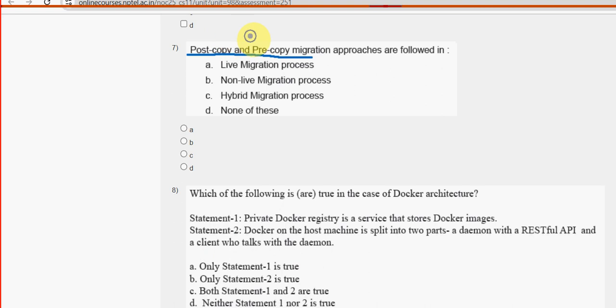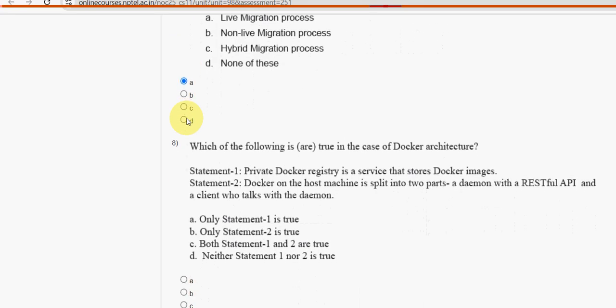Next, seventh question. Post-copy and pre-copy migration approaches are followed in what type of processes? For the seventh question, it is option A, live migration process.